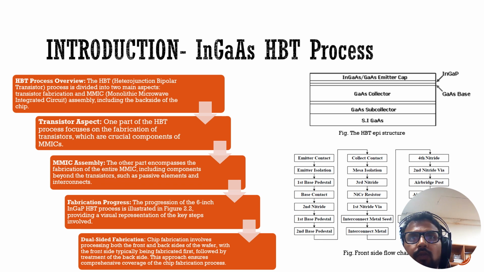And the last is dual side fabrication. Chips fabricated involve processing both the front and the back side of the wafer, with the front side typically being fabricated first and followed by the treatment of the back side. So the whole process is given in the figure.